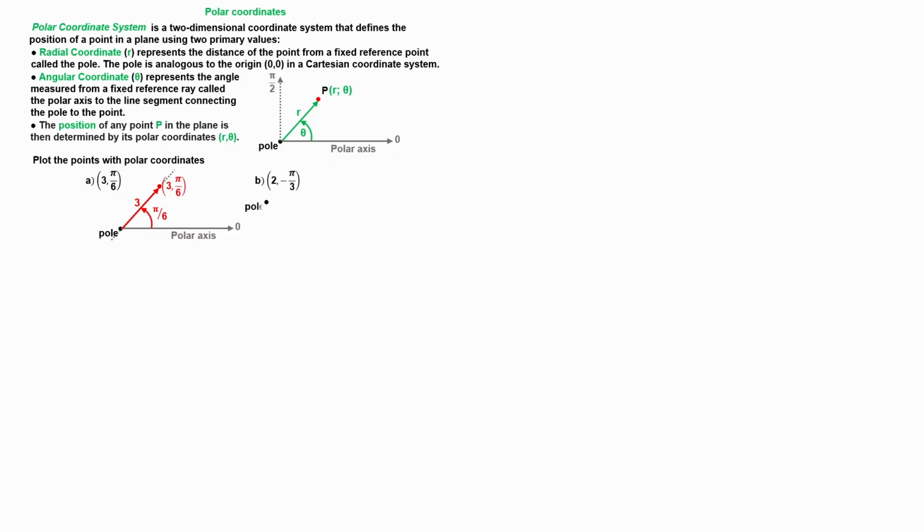To solve part B, begin by drawing the pole. Then draw the polar axis extending to the right from the pole. As in trigonometry, the angle theta is measured counterclockwise for positive values and clockwise for negative values. Since we are rotating by an angle of minus pi over 3 radians, that is, clockwise, draw a line segment from the pole in that direction. Along this line segment, measure a distance of 2 units from the pole to locate the point.